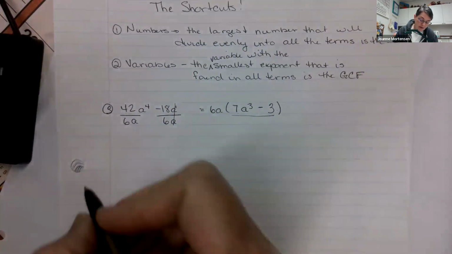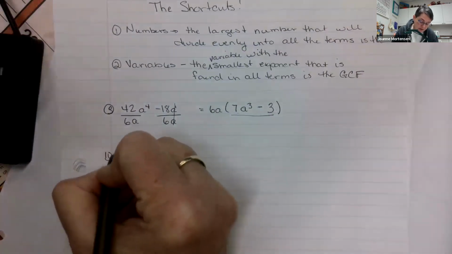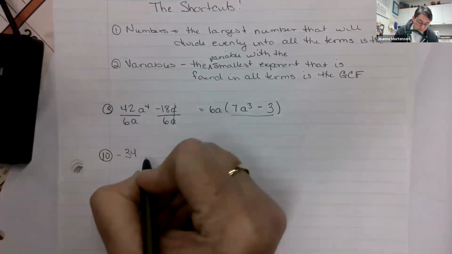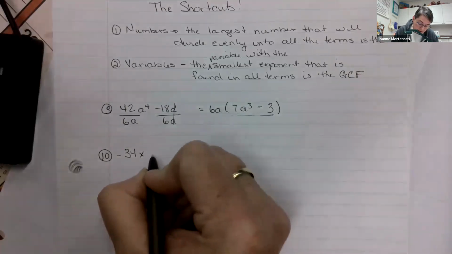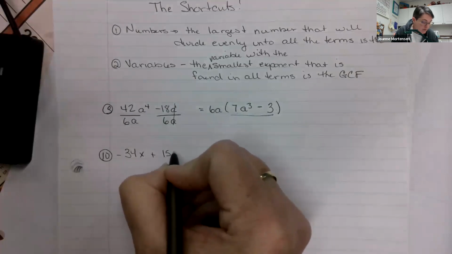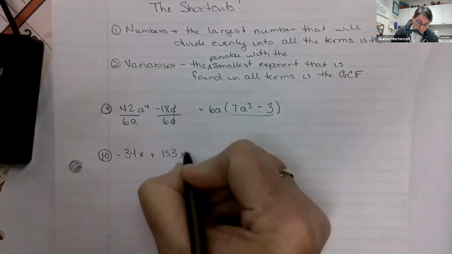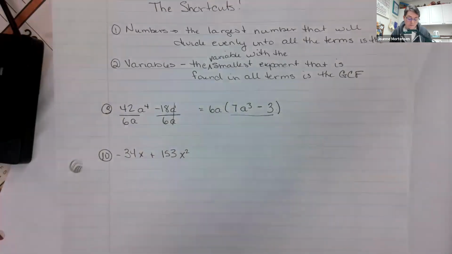Let's see. Here's another one. This is number 10 on that worksheet. Minus 34x plus 153x squared. Okay. Well, I really don't know what the factors of 153 are.